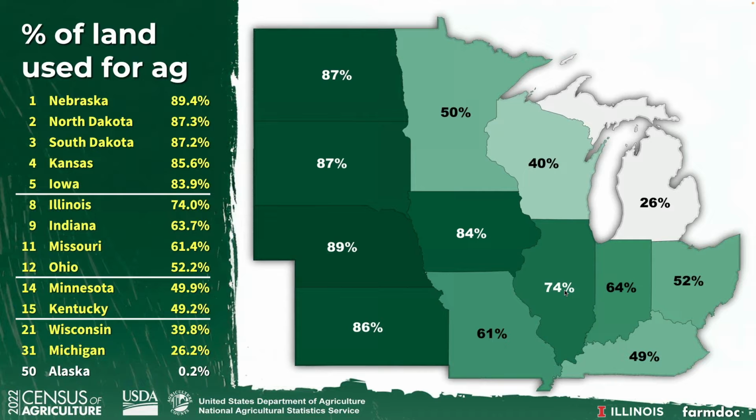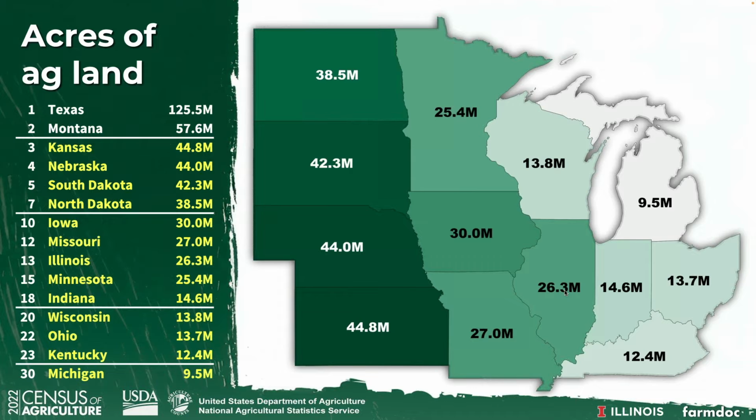And Illinois ranks 8th in the country with that 74%. Then it starts dropping off pretty quickly as you go to the eastern states and things like that. And in some of the western states too, there's land out there that is essentially government land. It's national forest, national grasslands, things of that nature.